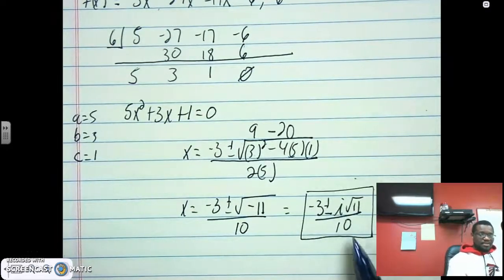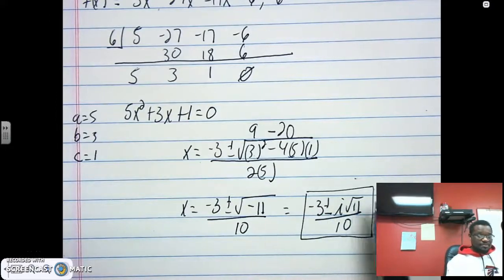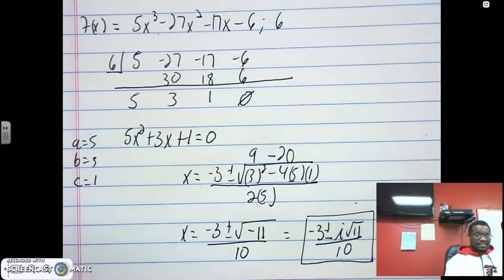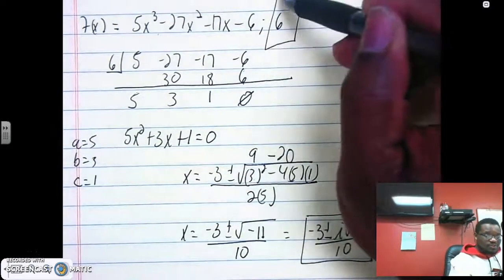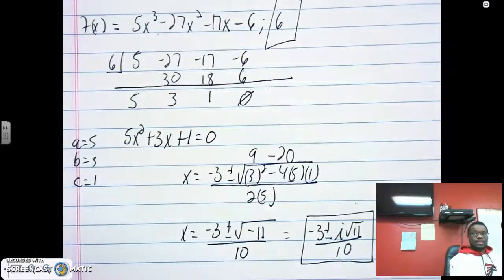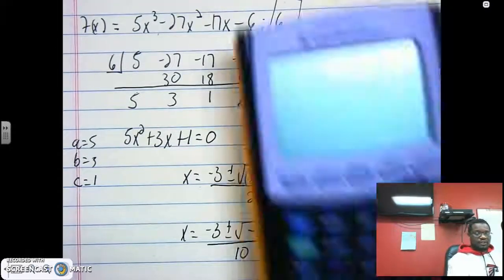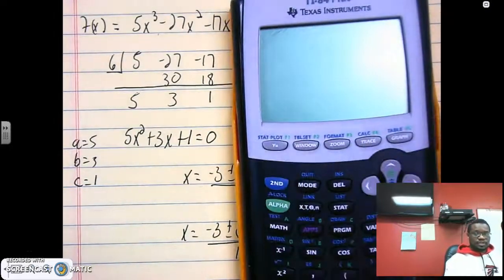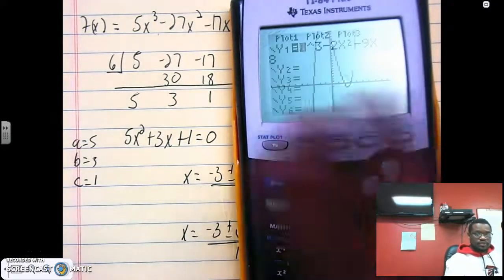Since that's imaginary, what does that mean? I have two different answers here, but it's imaginary. So what does this mean? It means that 6 is the only solution or 0 or root that I have. Let's go to the graphing calculator and see if that's true. Let's prove that. Let's turn it on first.